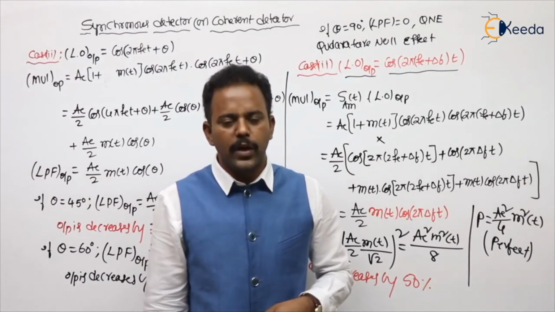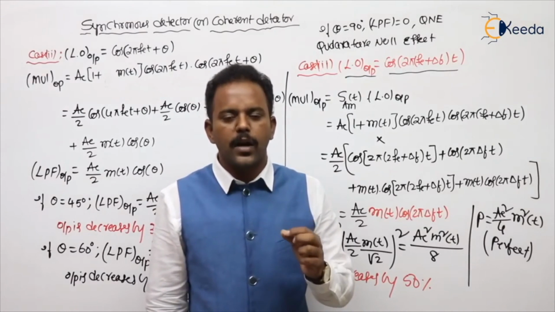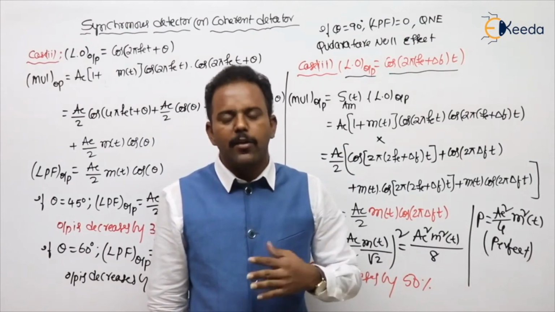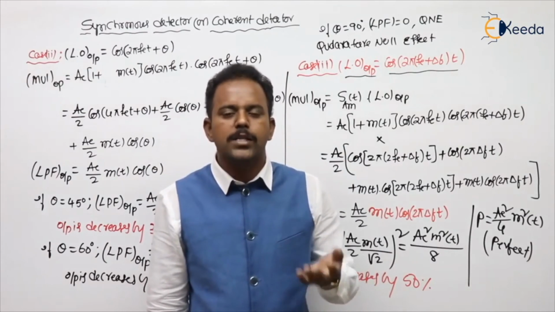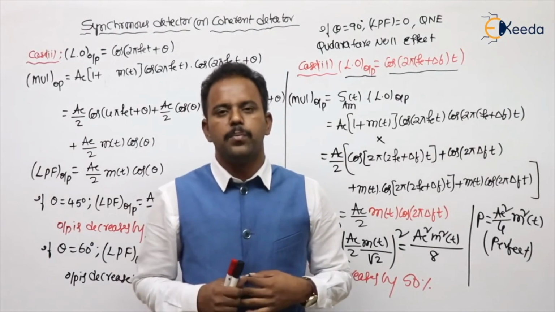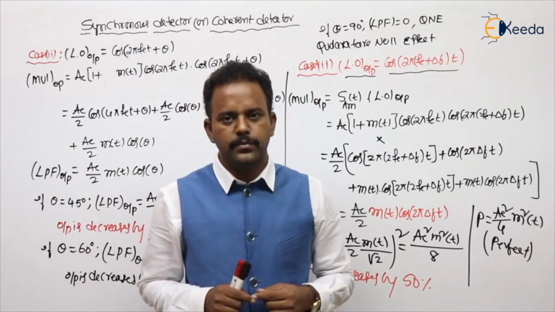To avoid that, we need to synchronize the local oscillator with the received carrier. So complexity will increase, and how we are doing it is by using the Costas loop. Synchronous detection is important. Clear?